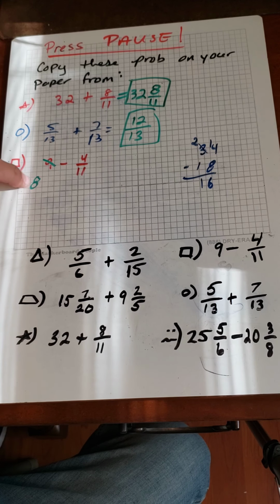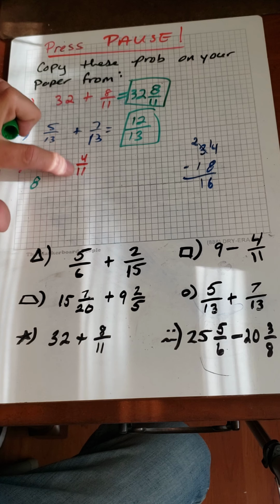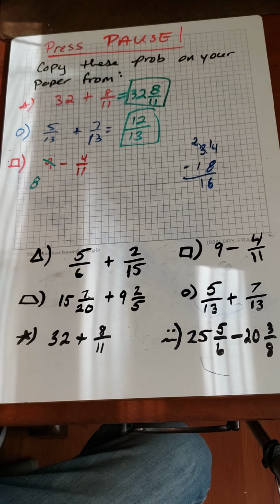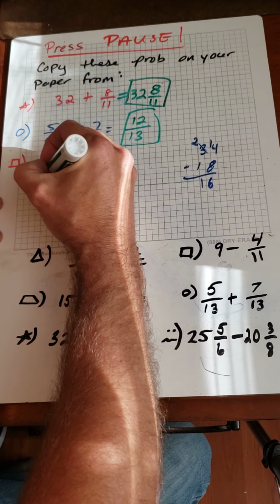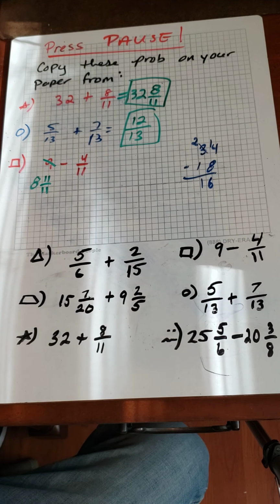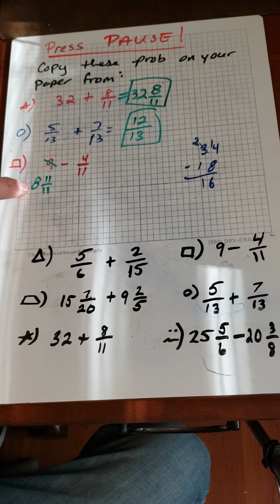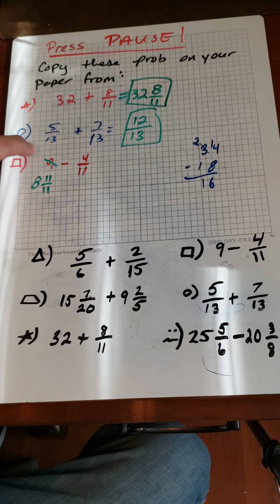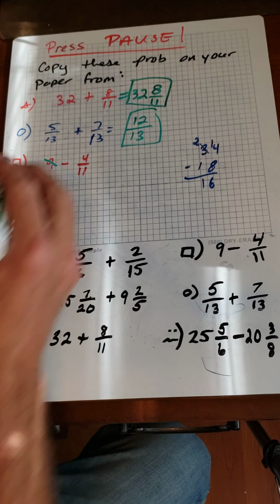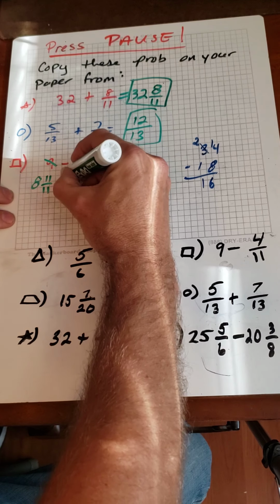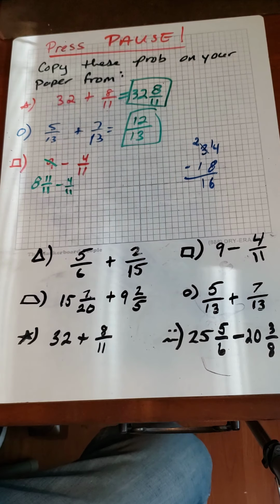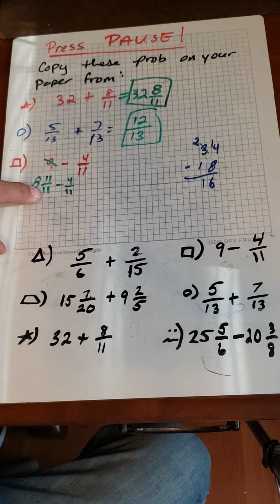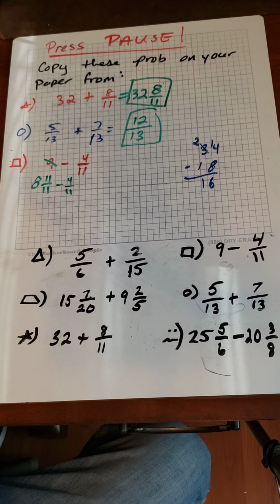If I add 1 to this, I'm going to write that 1 so that the subtraction is easy for me to do. So I'm going to write it like this: 8 and 11 11ths. This number right here is equal to 9. I have 8 and I have 1 more, so that's a total of 9. But now I can subtract 4 11ths.